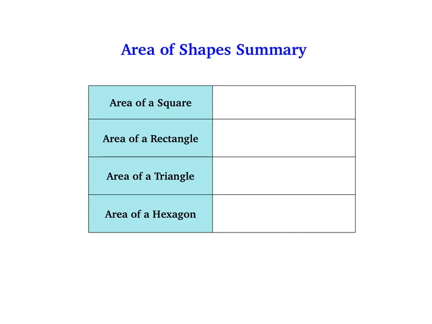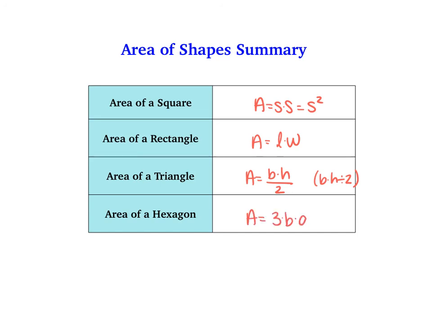So let's review the area of the shapes that you'll be practicing today. The area of a square comes from side times side, or side squared. The area of a rectangle comes from length times width. And remember, you can use length times width for a square as well. Area of a triangle comes from base times height divided by 2. If you prefer, you can write it this way as well. And then finally, a hexagon comes from 3 times the base times the apothem.